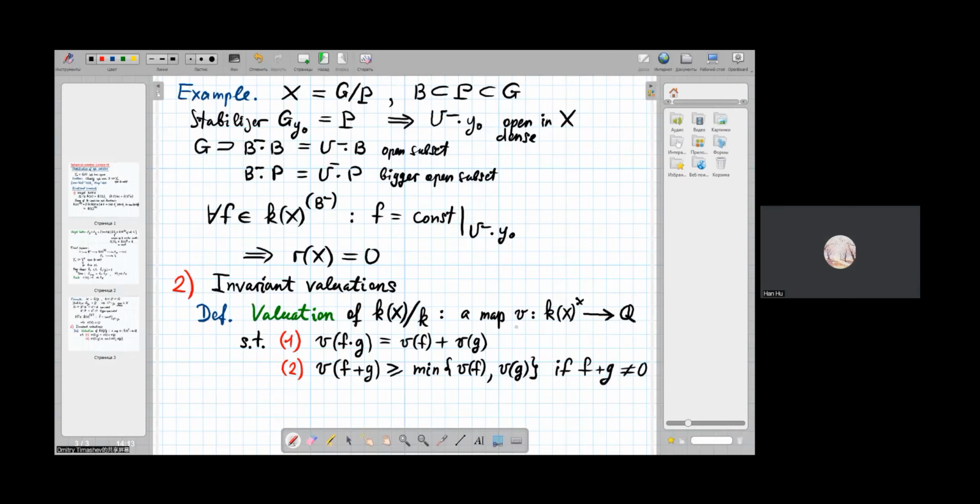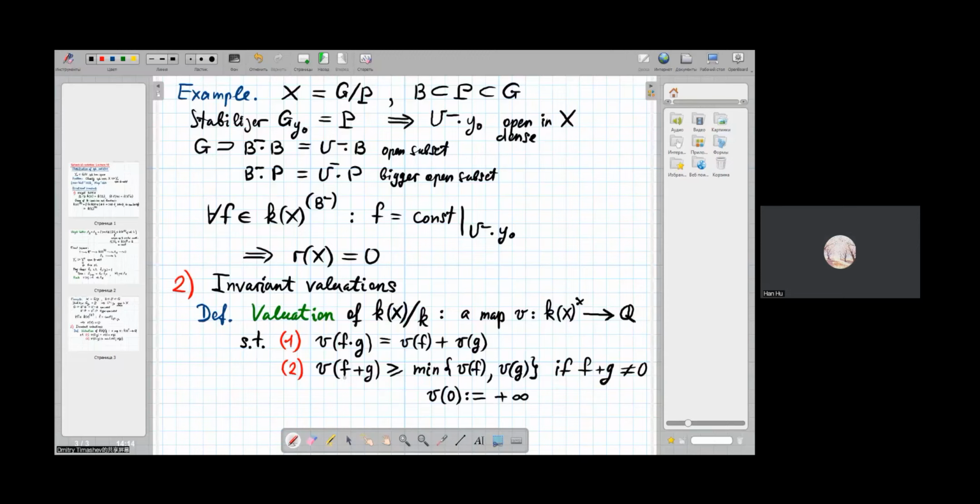But you can extend the map V to the whole field of functions by assigning a value to the zero function. We may put, by definition, V of 0 equal to plus infinity. Of course, this is not a rational number, but you can formally add rational numbers and this sign. When you add plus infinity to anything, you again get plus infinity. So formally, under this convention, this inequality makes sense without any restriction on f and g.